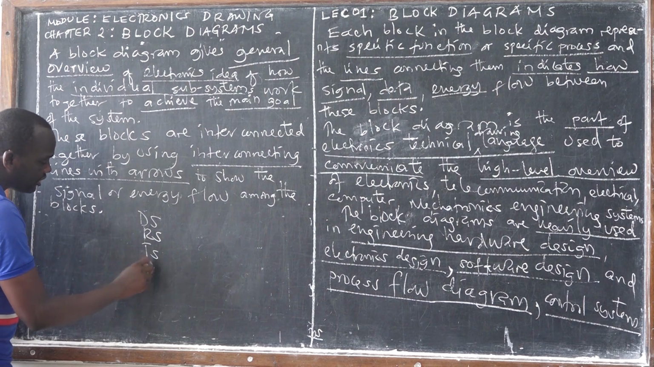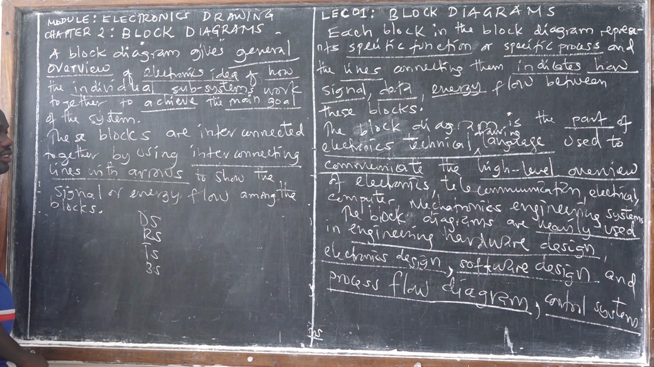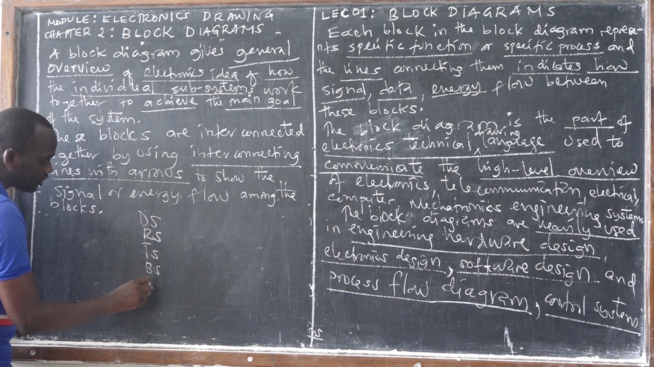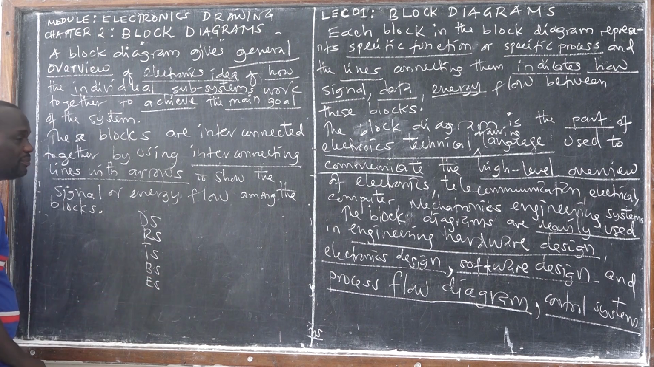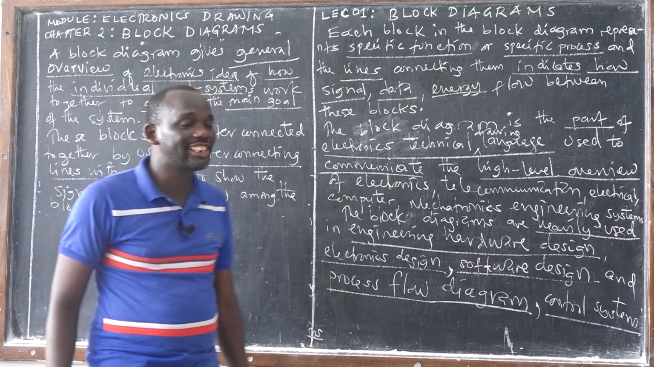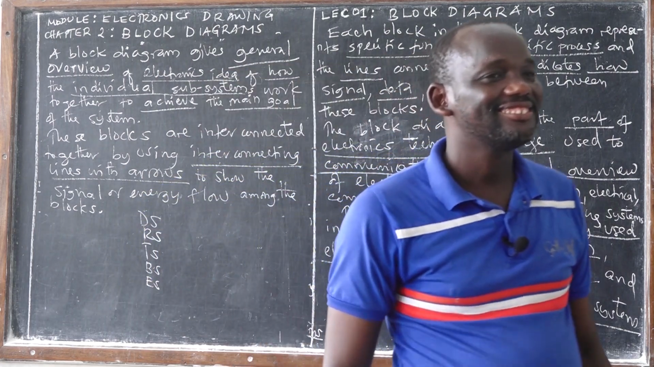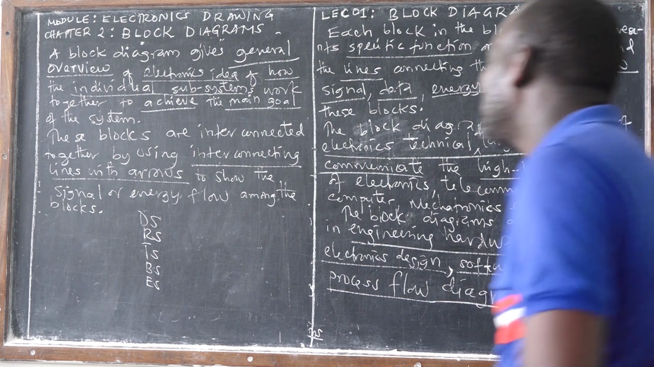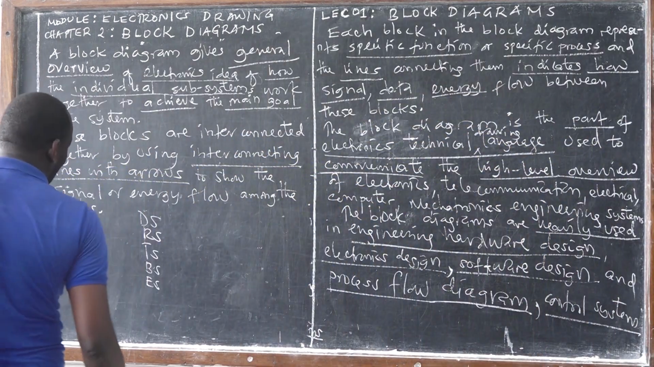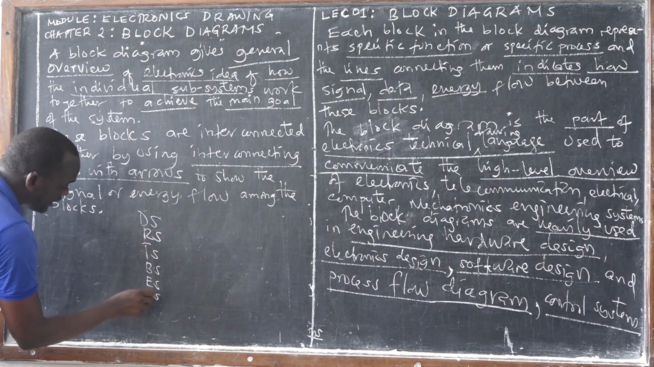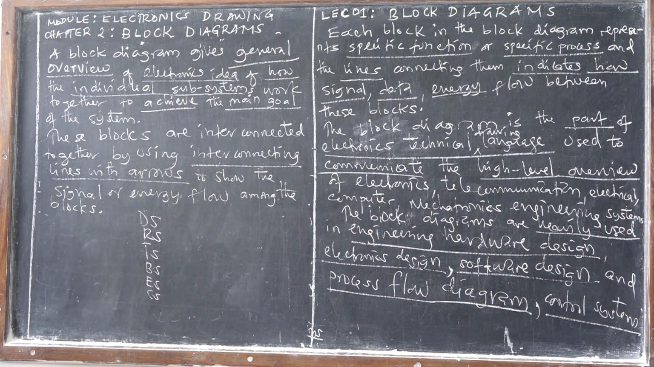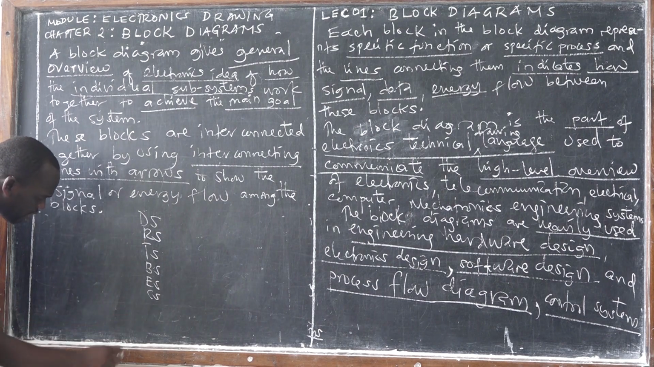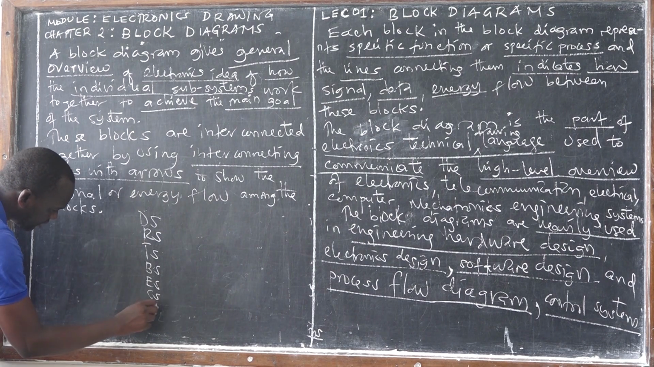Then we have breathing system, right? Then we have what? Excretion system. Say excretion system. Then another system is called what? Coordination system. Say coordination system. Then another system is called what? Nervous system. Very good.